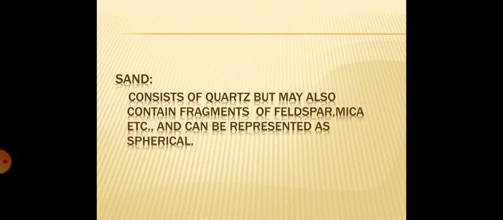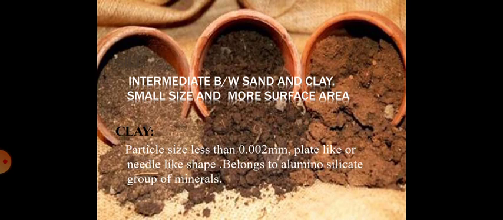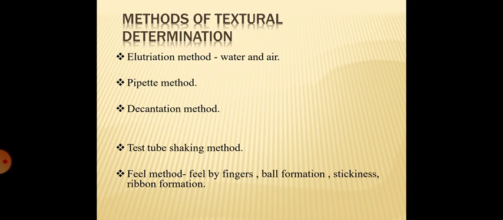Sand consists of quartz but may also contain fragments of feldspar, mica, etc., and can be represented as spherical. Silt is intermediate between sand and clay, with small size and more surface area. Clay particle size is less than 0.002 mm, plate-like or needle-like in shape, and belongs to the aluminosilicate group of minerals as shown in the figure.